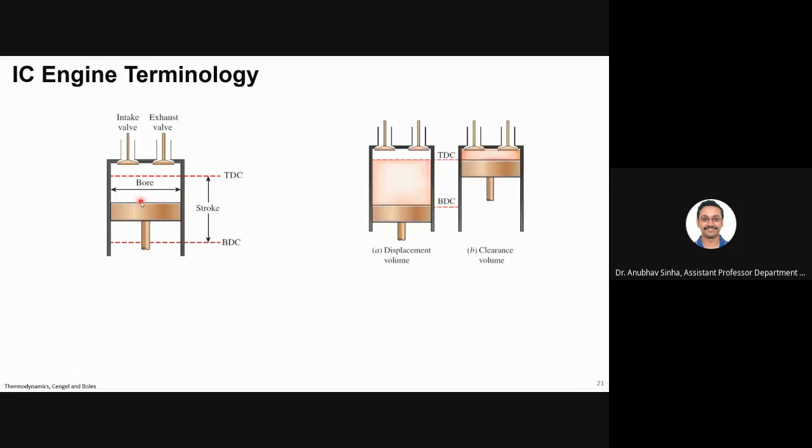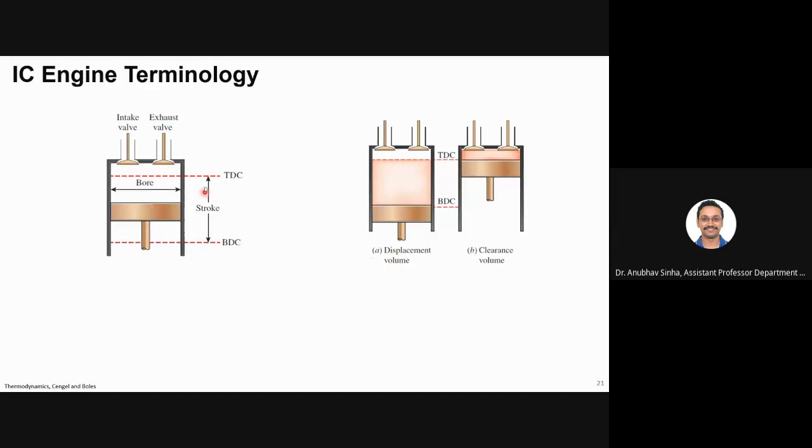Now let us look at some volumes. The piston is moving from bottom to top dead center, which we call stroke. If you take the volume inside this shaded region, this is called displacement volume. You can calculate it by multiplying stroke by area, that is, pi into bore squared by 4, into this length. So this volume is called displacement volume.